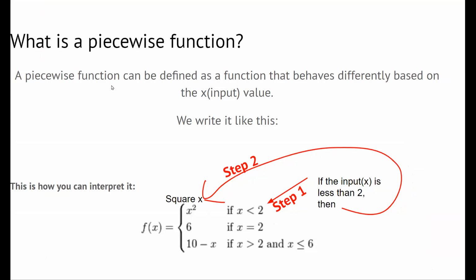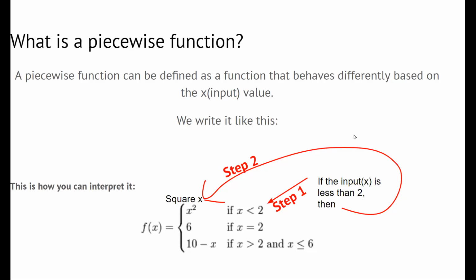It has f of x, the function equals, and it has this brace looking thing, and x squared. If x is less than 2, then the function is x squared. If x is equal to 2, then f of x equals 6. And if x is greater than 2 but less than or equal to 6, then f of x equals 10 minus x. So these are the three requirements for the function.